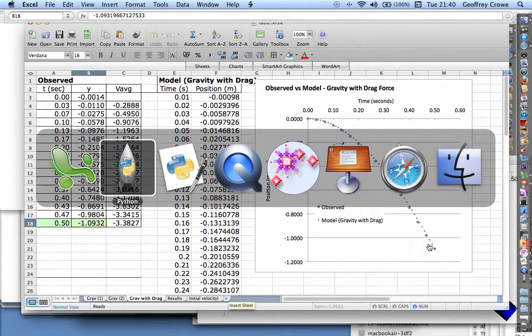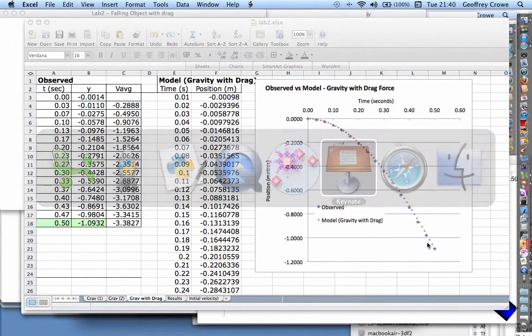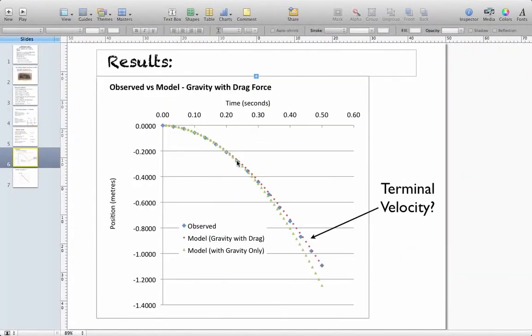So finally, looking at the results and looking at all three, the observed motion, the model prediction under gravity only, and the model prediction with gravity and the drag force, we see that the two forces acting together provide a very good prediction of the model, and in fact the model seems to be showing a constant velocity after a short time, which indicates that the Havaianas are probably reaching a terminal velocity.